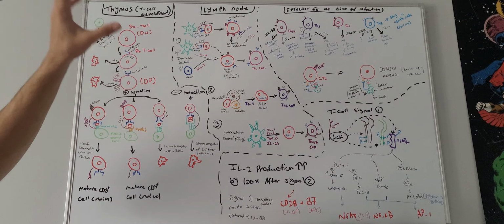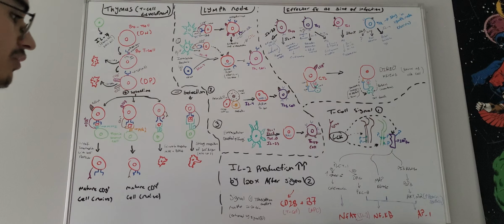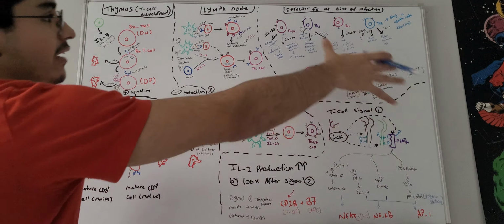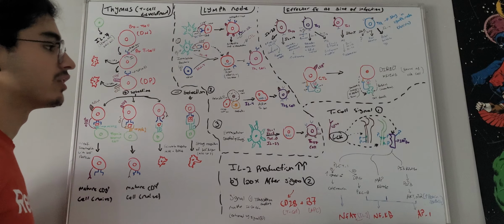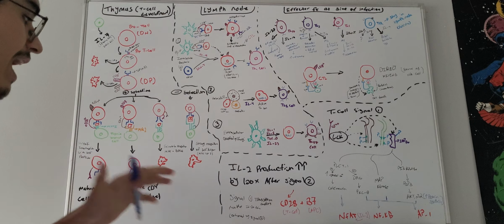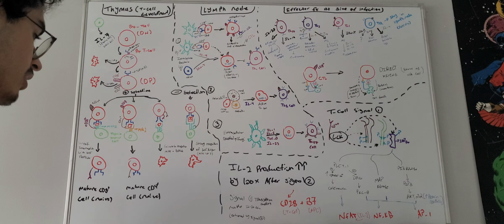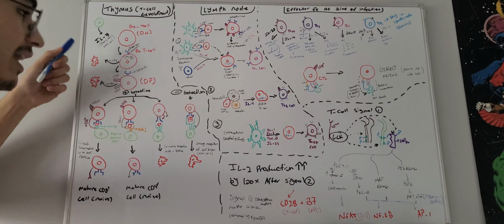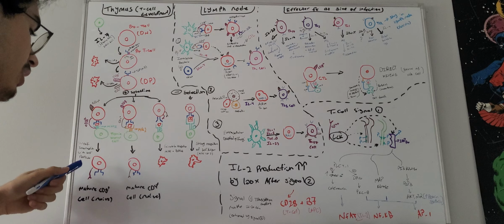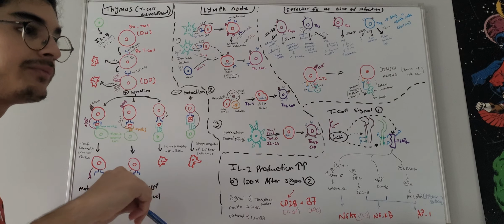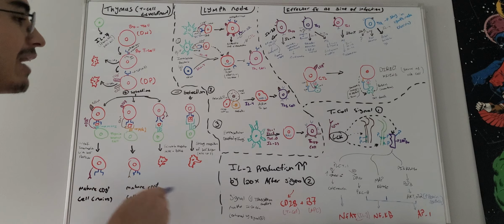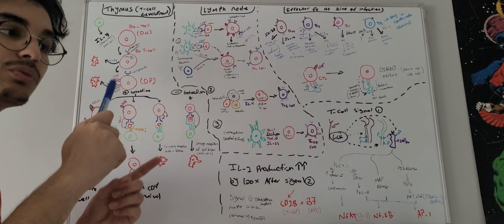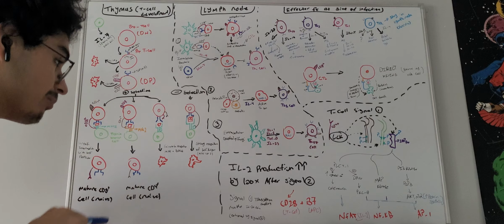Boom, roasted. We've talked about the lymph node, the thymus, and T cell signaling. Now let's finally take a look at the effector functions at the site of infection. So remember, guys, where's the journey been so far? The journey was from the bone marrow; these cells came into the thymus, developed fully, and then left through the blood. Then they circulate between the secondary lymphoid tissue and the blood.